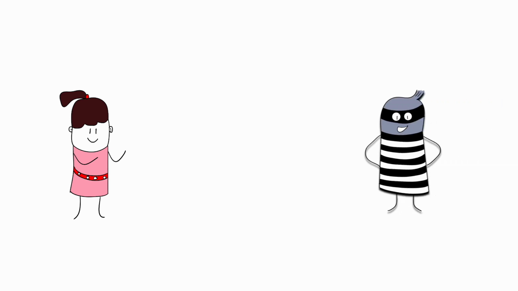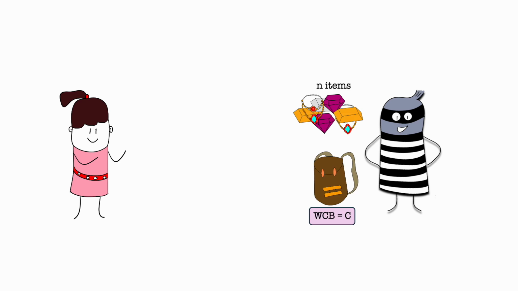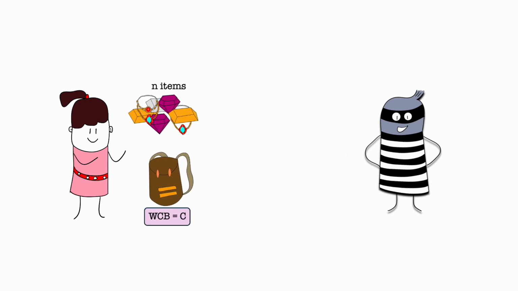Suppose the thief comes to us. The thief has a backpack with a fixed capacity and n items. The thief gives this problem to us and we have to find the best option for the thief. For the time being, assume that we have a solution in mind, but how are we going to represent the solution so that the thief can easily complete his job?